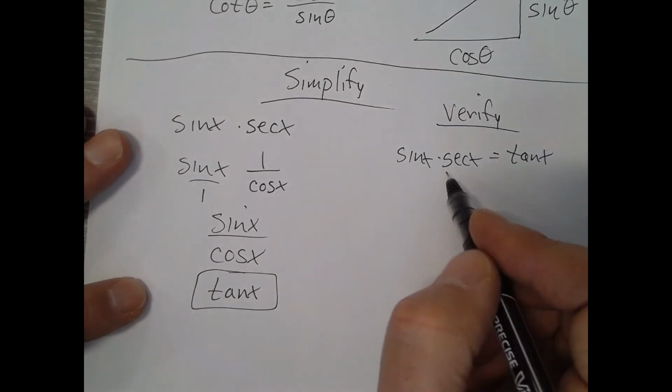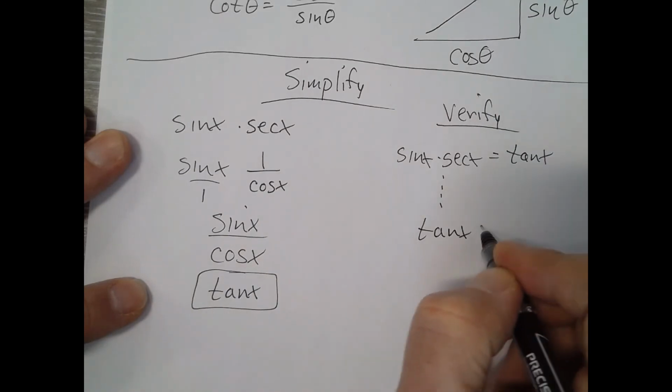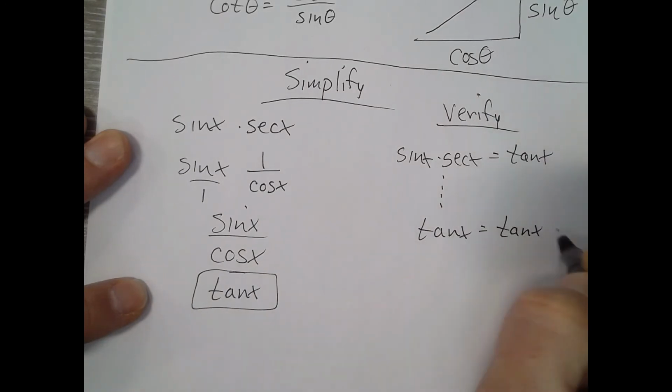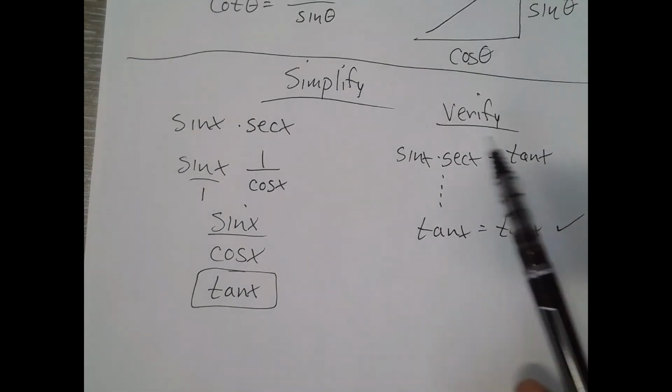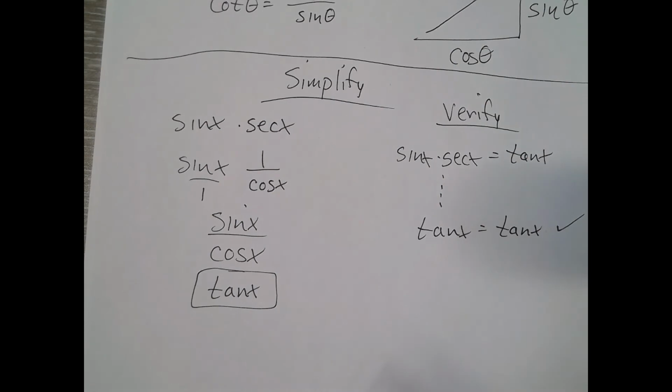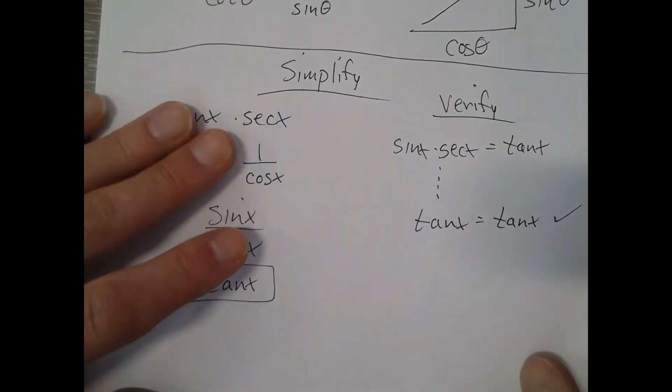Well, we could go through the same steps we just did right there, and we got tangent x. Is tangent x equal to tangent x? Yes, we're done. Verifying is easier because you know where you're going. You know when you're done. All you're doing is just making one side equal to the other side. Simplifying, you're not always sure that you're done. All right.